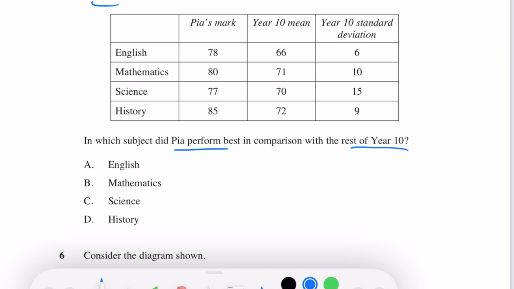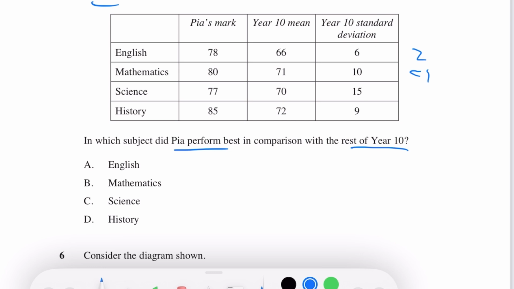So for English, she would have been 2 standard deviations above the mean, because if you take 6 times by 2, you get 12, and then you add on that to the mean. 12 plus 66 is 78. For maths, she was less than 1 standard deviation above the mean, because if you add 1 standard deviation to the mean, you're going to get 81, and she didn't even quite get 81. So she's still above the mean, but not even 1 standard deviation. So far, English is the best. For science, what was the mean? 70. The standard deviation was 15. So in order to beat English, she needs to be 2 standard deviations minimum above the mean.